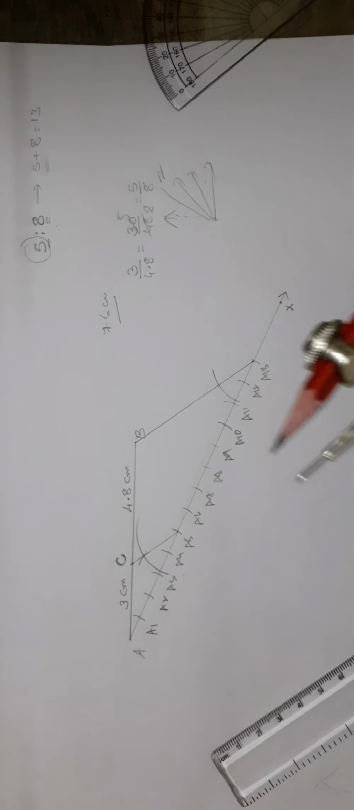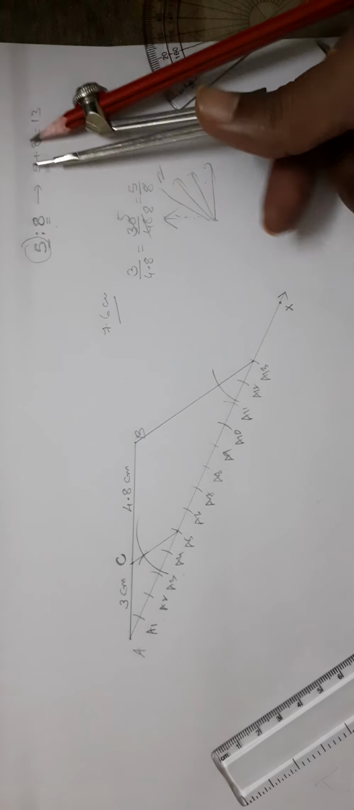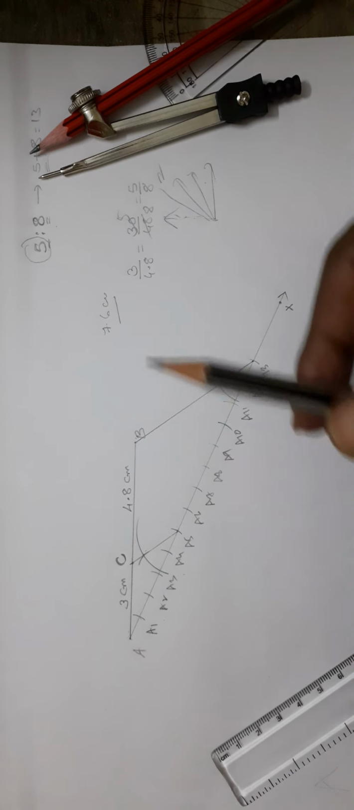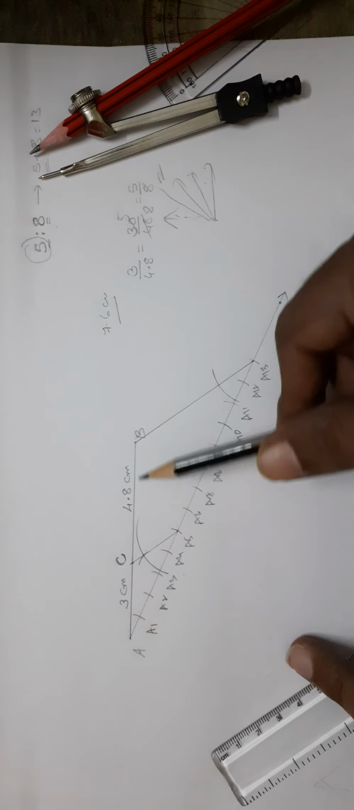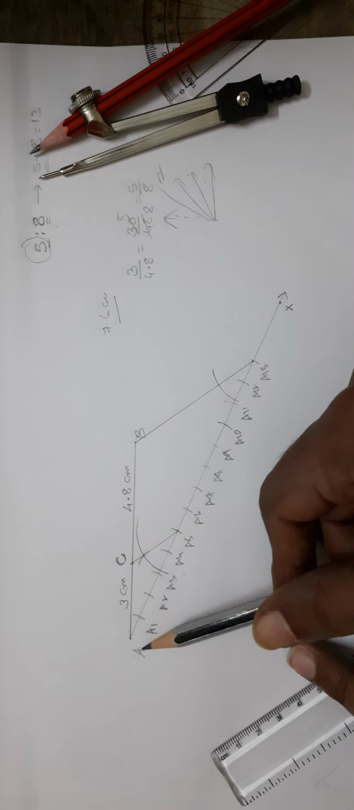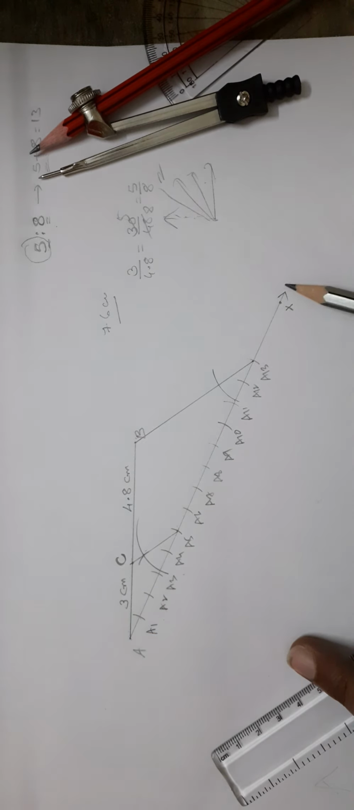After completing, you have to write the steps of construction. The steps of construction are very simple, nothing but what you did, written in words, that's it. First what we did: draw a line segment AB of length 7.6 centimeters. After that, draw a ray making an acute angle at A. That's it.